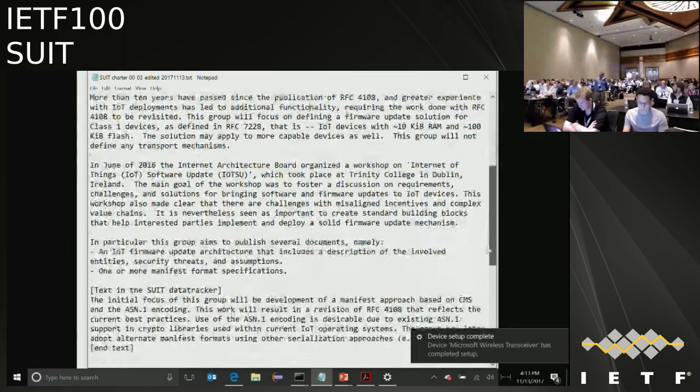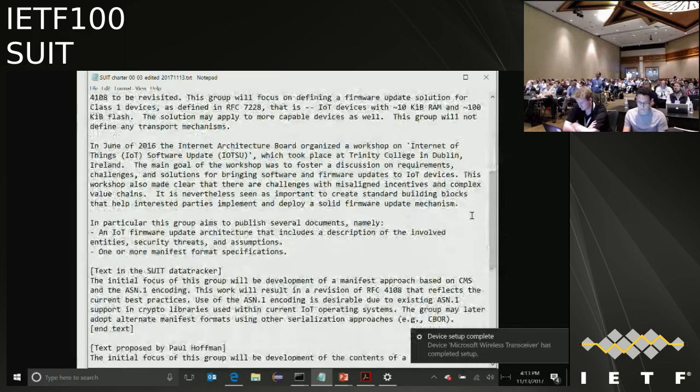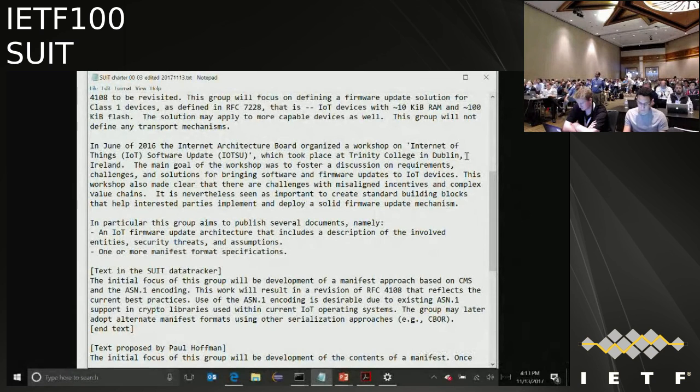In June of 2016, the Internet Architecture Board organized a workshop on Internet of Things software updates, which took place at Trinity College in Dublin, Ireland. The main goal of the workshop was to foster a discussion on requirements, challenges, and solutions for bringing software and firmware updates to IoT devices. This workshop also made clear that there are challenges with misaligned incentives and complex value chains. It's nevertheless seen as important to create standard building blocks that help interested parties implement and deploy a solid firmware update mechanism.